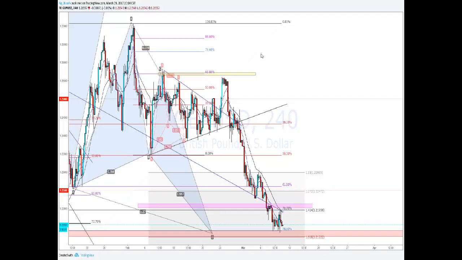So I'm going to show you real quick a harmonic example. Harmonics, you guys know I love harmonics. I'm going to show you a butterfly example right here and basically show you why I trade harmonics, and the reason is their accuracy.